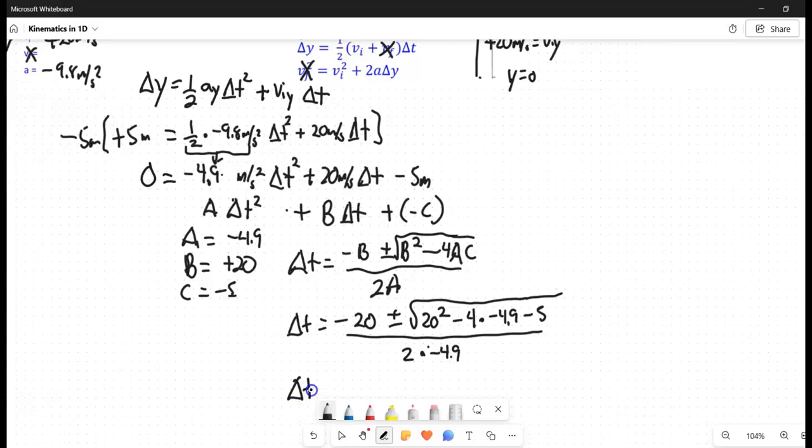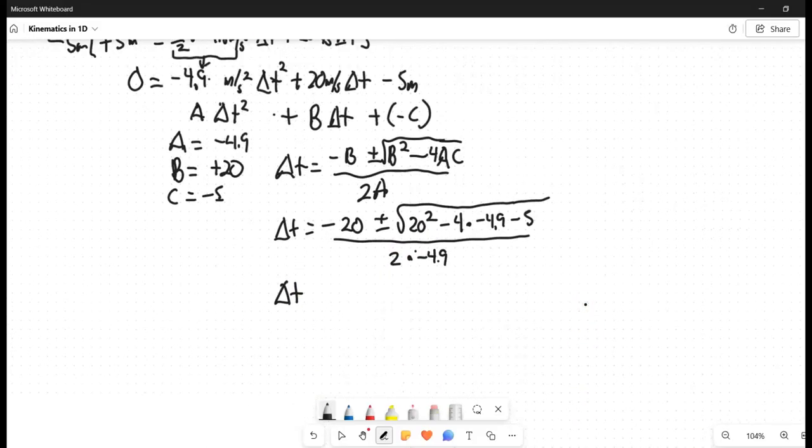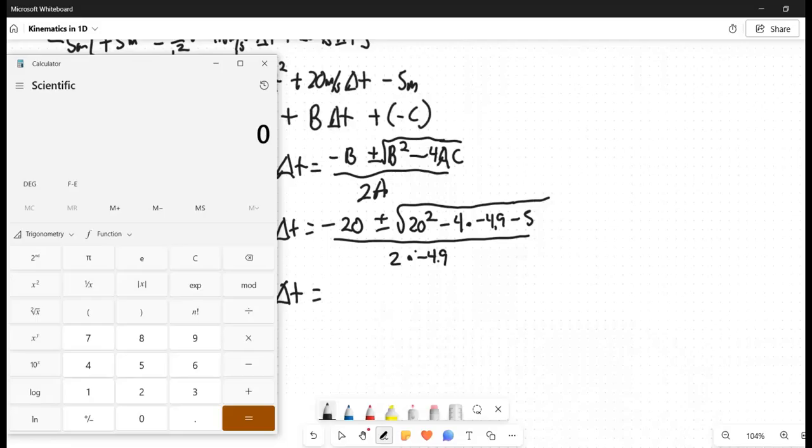We're going to get two solutions. So we're going to do the first solution where we put in our numbers. 20 squared minus, and then I'm going to put in brackets 4 that is negative, times 4.9 that is negative, times 5 that is negative, in parentheses, equals, so this is 498, and we're going to square root that.